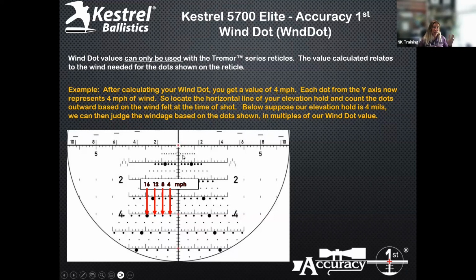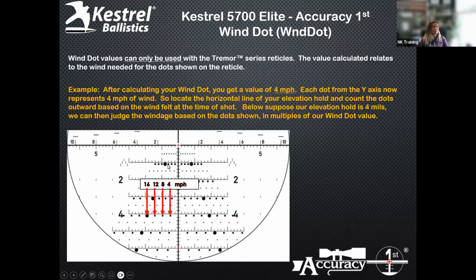So Tremor reticles are set up as holdover reticles. If you dial, your wind dots go away. They don't mean anything. But if you use them as a holdover, at 1 mil, if you have a 12 mile per hour wind, you're going to hold this third wind dot.